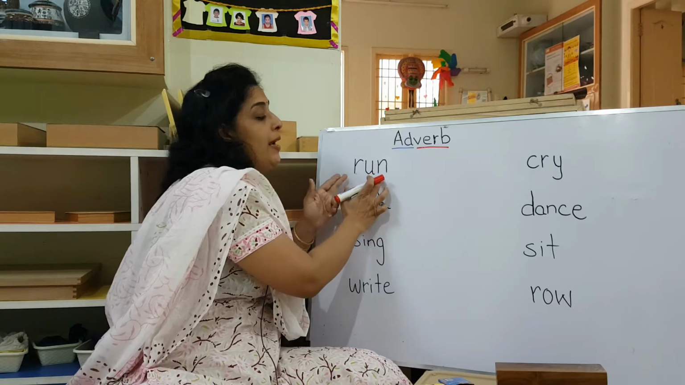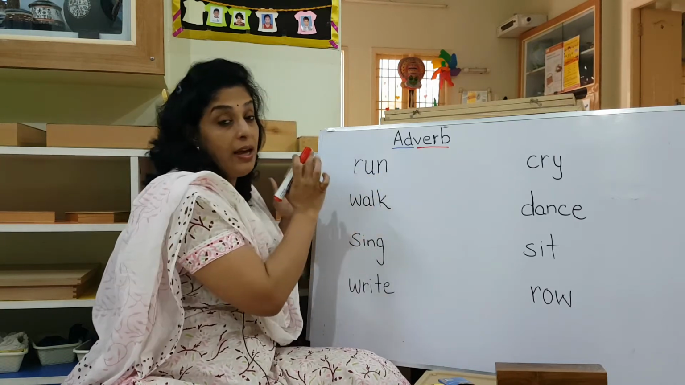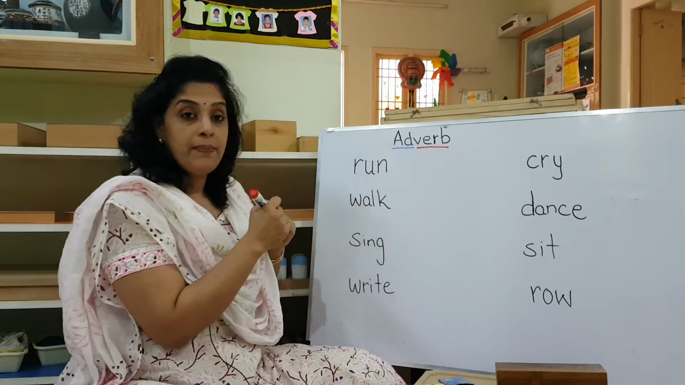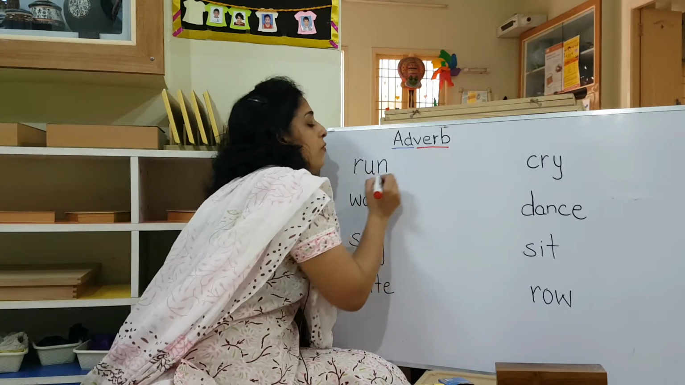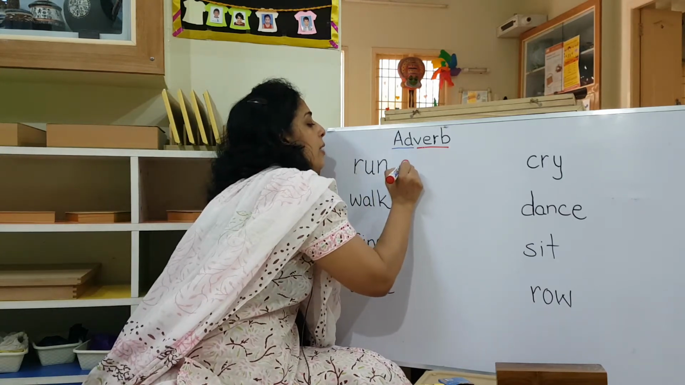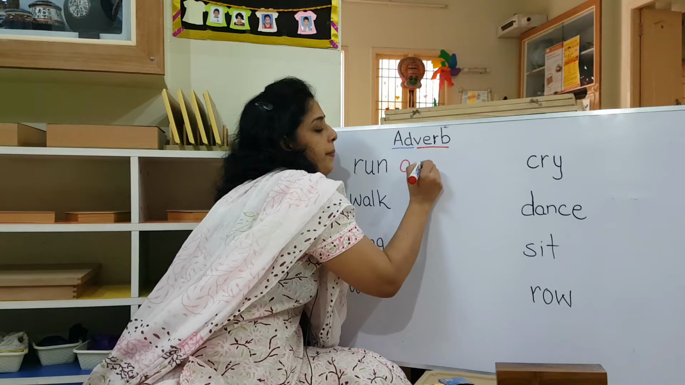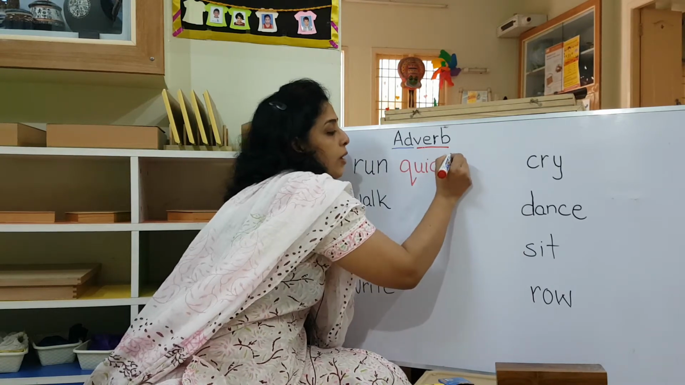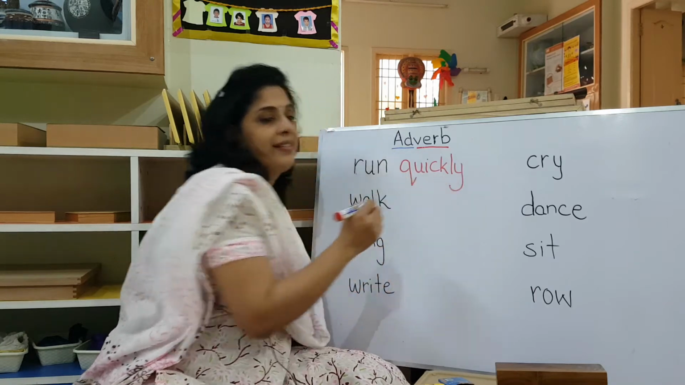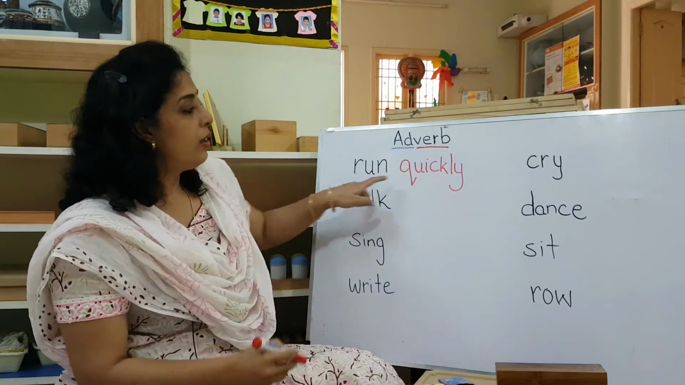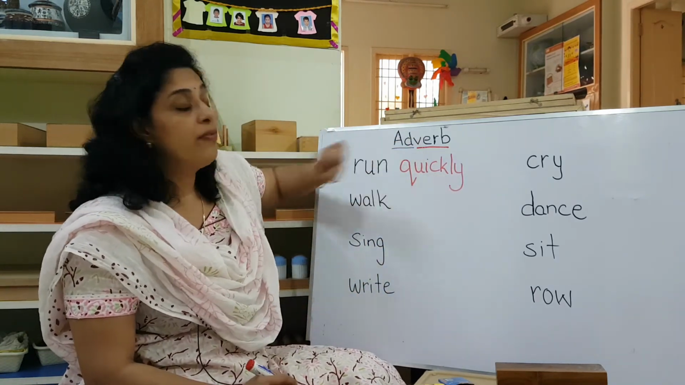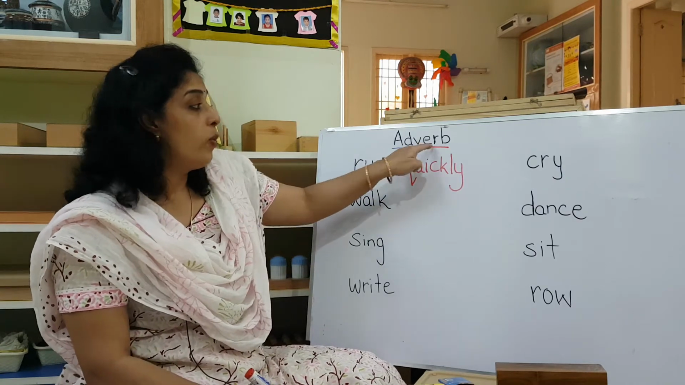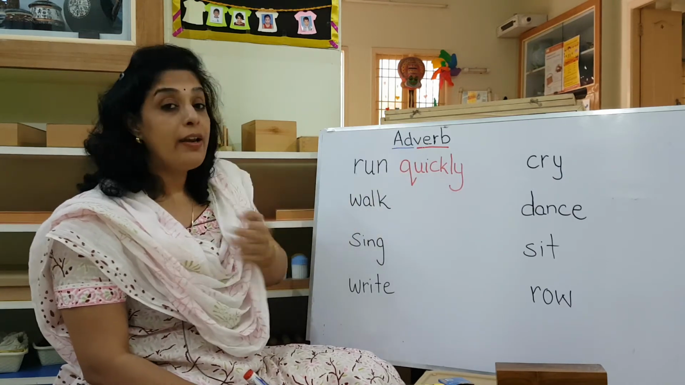Anything explaining how the action word or the verb should be. That is called as an adverb. For example, run, it's an action word, quickly. Run quickly. Quickly is an adverb. Run is a verb, quickly is an adverb.